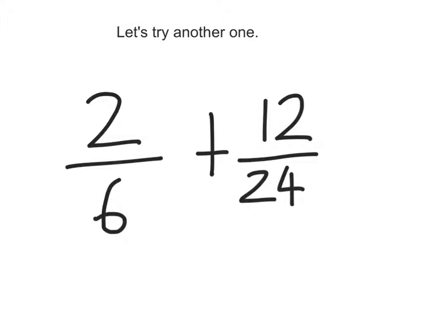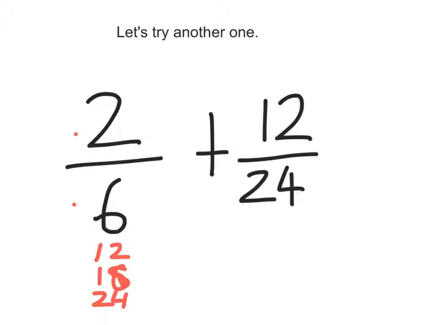Okay. Thank you. So let's have a look. I've got 2 over 6 plus 12 over 24. They don't have the same denominator, so I need to find a common number that they can both turn into. So I'm going to try to change my 6. So hopefully you know how to count by 6s. So I'm going to go 6, 12, 18, 24. There we go. I found it.